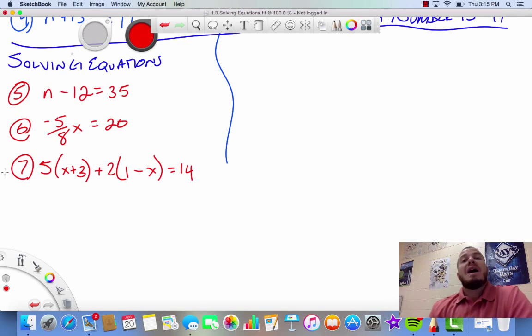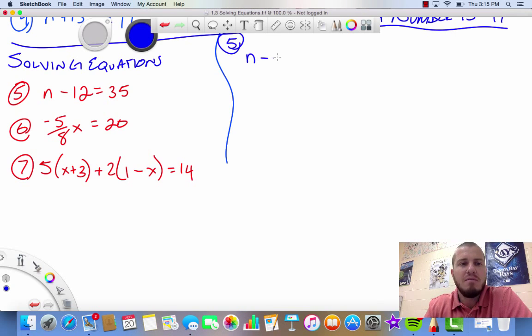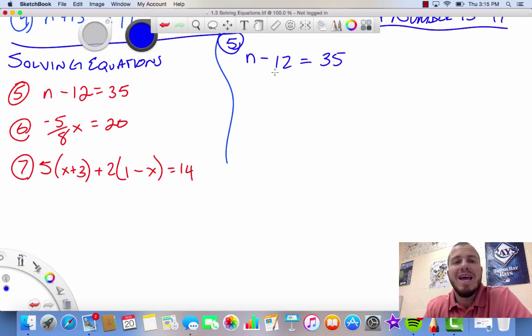So now we're getting to actually solving the equations. And again, these first two are just one-step equations. Probably nothing too difficult for you, but we're going to do number 5 first. N minus 12 is equal to 35. So I'm trying to solve for n. So that means I got to get n by itself.